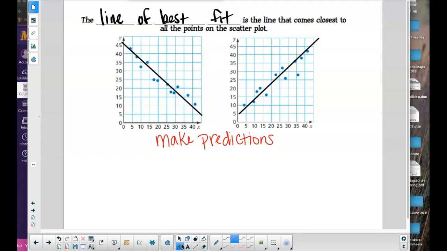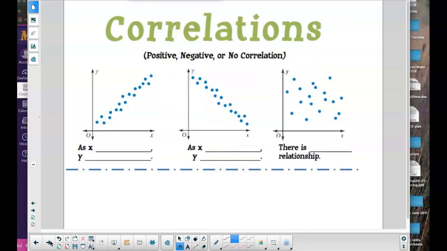So if the second one here was maybe the size of TVs, and we said a 40-inch TV would cost about $42, or maybe it's hundreds of dollars, $4,200, I hope not, that's really expensive. But we could then make predictions based on that graph. All right, let's look at the next part.